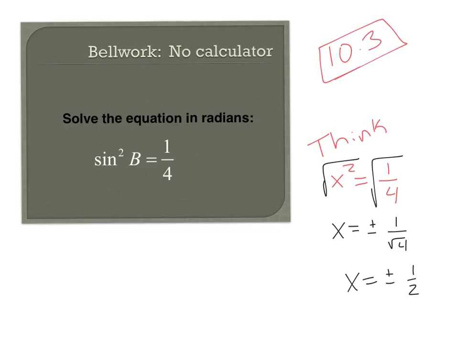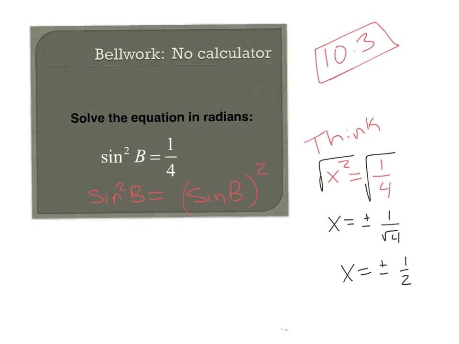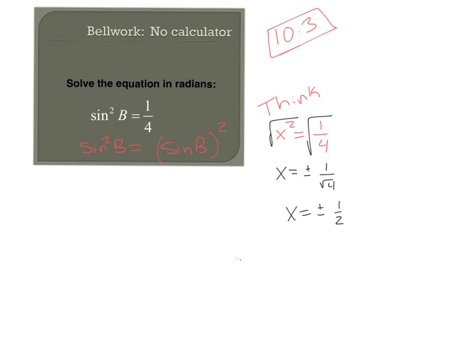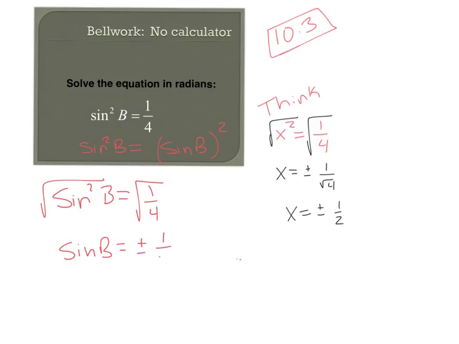And sine squared of an angle is the same as sine of an angle squared. So we can just kind of think of it that way. So I'm going to go ahead and move this stuff up. So when I solve it, you don't have to put it as x, but if that makes sense, you can do that. So I'm going to solve it like a traditional equation. And then I know sine of an angle is equal to plus or minus 1/2.